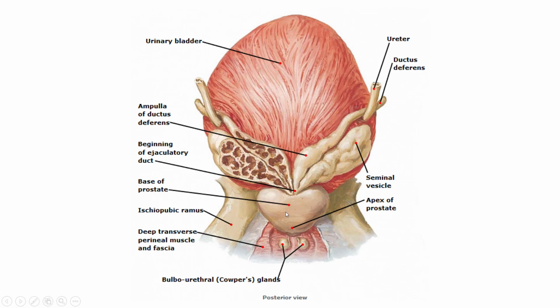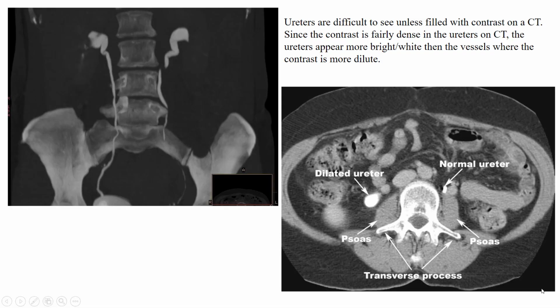And we will go over that in more detail when we study the male pelvis, but I just wanted you to see how the ureters come in and attach to the base of the bladder, and then on the male pelvis, how those ductus deferens run in between the bladder and the ureter. So it's going to be difficult to distinguish the ureters until they are filled with contrast.